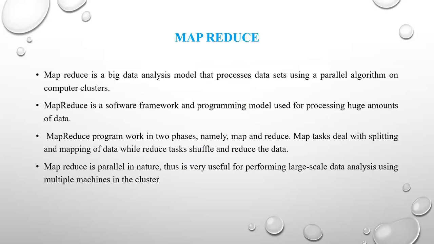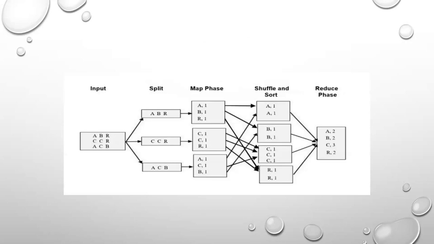The next is MapReduce. MapReduce is mainly used to maintain the data. MapReduce is a big data analysis model that processes data sets using a parallel algorithm on computer clusters, and it is distributed and parallel processing. In the educational institute, we have a large amount of data. It may be related to the teacher, the student, or the institution, and it will be in a shuffled manner. We should organize the data regarding the teacher, the student, or the institute, so MapReduce is used. A MapReduce program works in two phases, namely map and reduce. Map tasks deal with the splitting or mapping of the data, while reduce tasks shuffle and reduce the data. This is how it works.